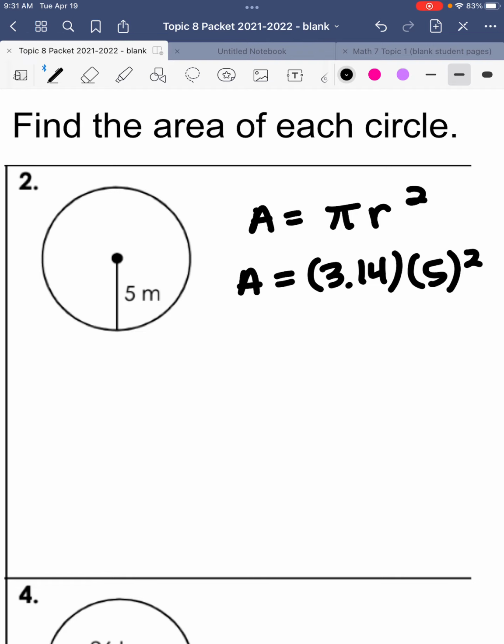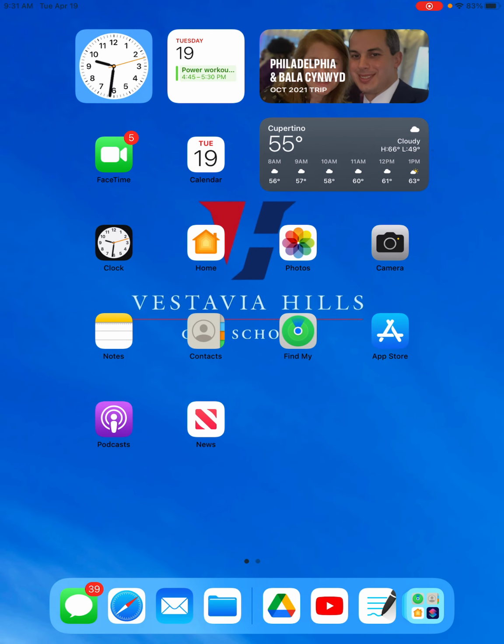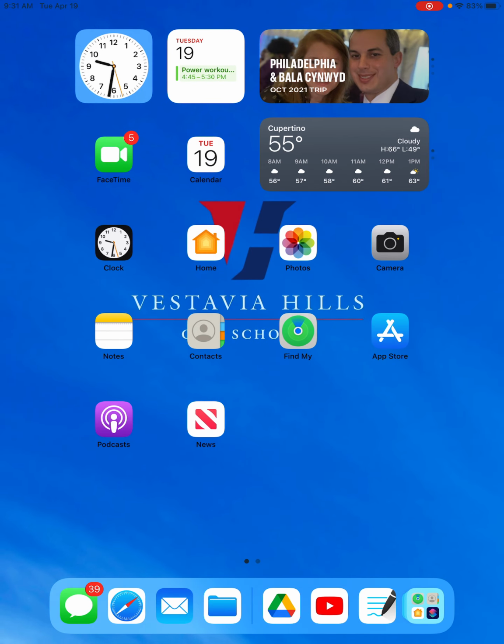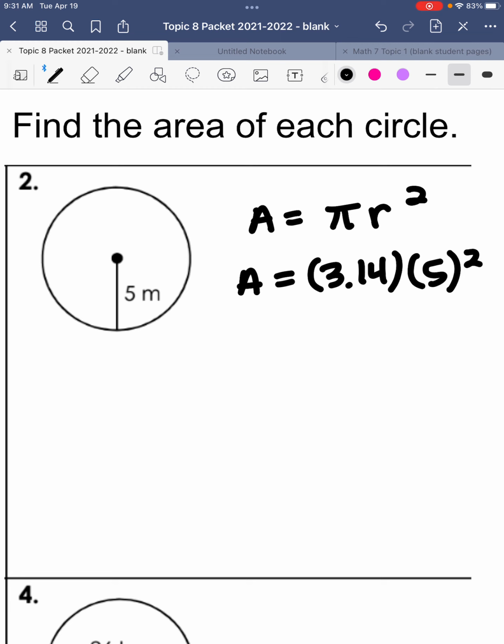So I'm going to put this into my calculator. So we have 3.14 times, my radius is 5, but I have to square that. So I'm going to hit this A squared button in the top left, and I get 78.5. So 78.5 is my area, 78.5 meters squared.